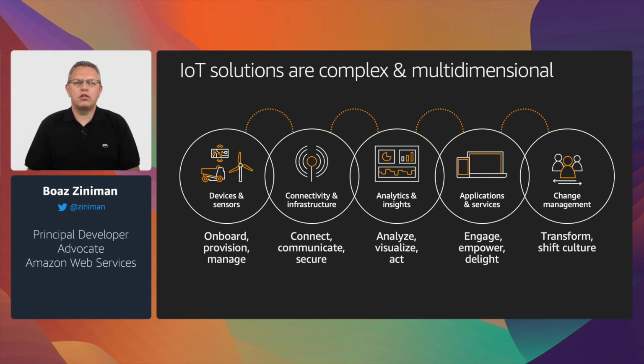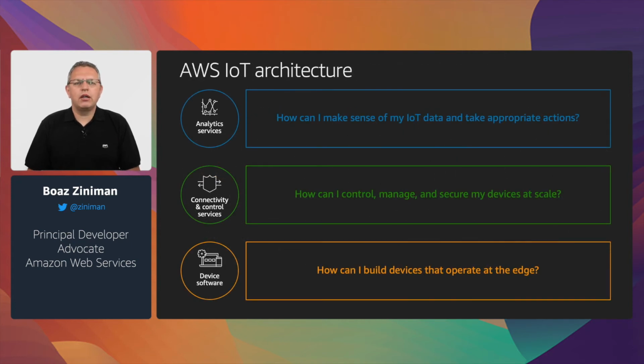Last but not least, change management. You need to make sure that this is something that is being managed, and you can see the changes happening in each stage. That will help you for this shift in culture, and this is another very important part of every IoT solution. When we're looking at the AWS IoT architecture, we're basically looking at 3 layers. We're starting with the basic layer of device software, and this is a layer that will allow you to build devices that operate at the edge with different software components.